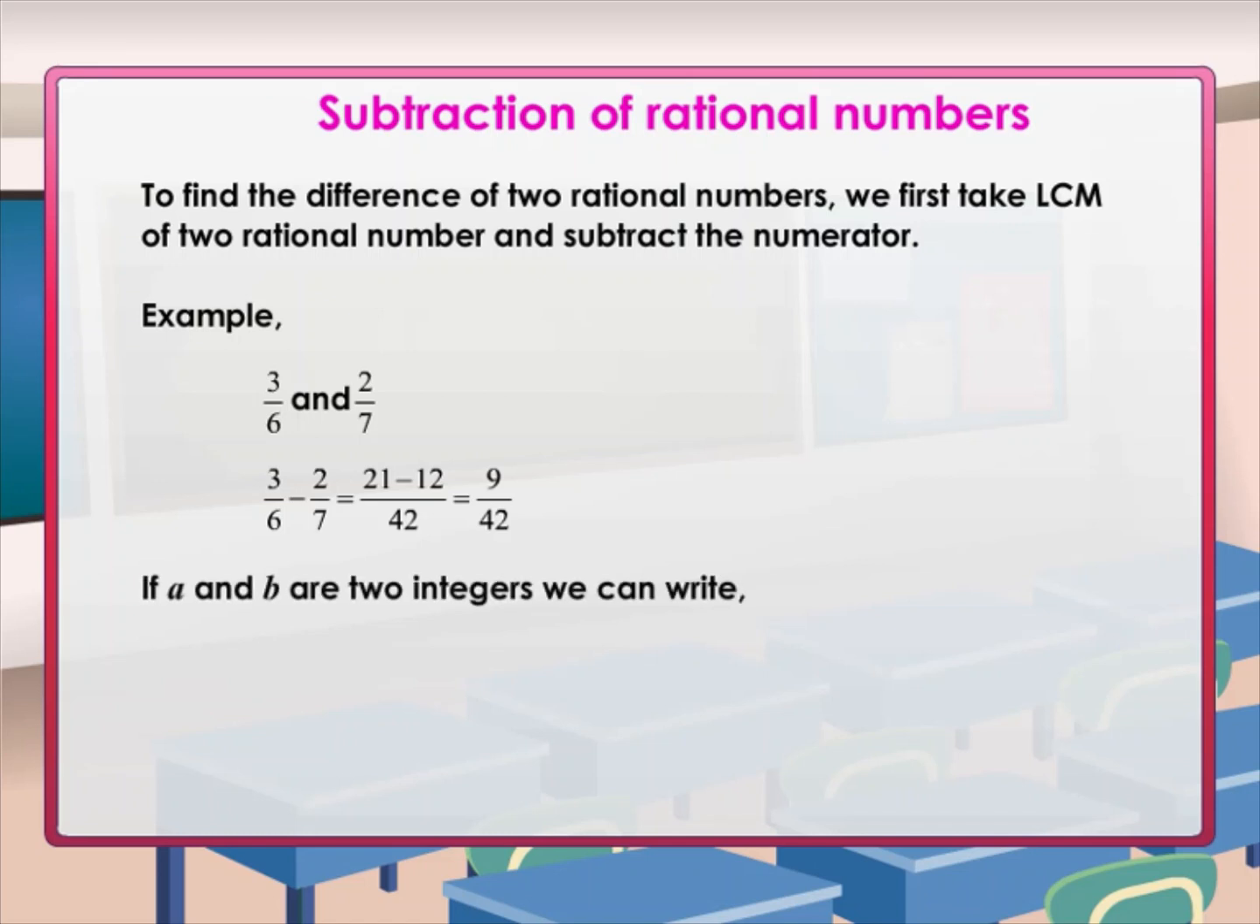If a and b are two integers, we can write a minus b as a plus of minus b. Using this form also, we can write the difference of two rational numbers. Here let us apply the same example as we did before. Here also we get 9 by 42. Hence both have the same difference.